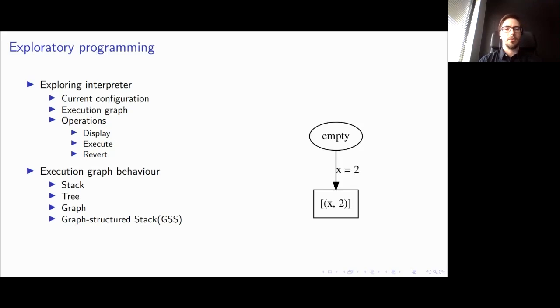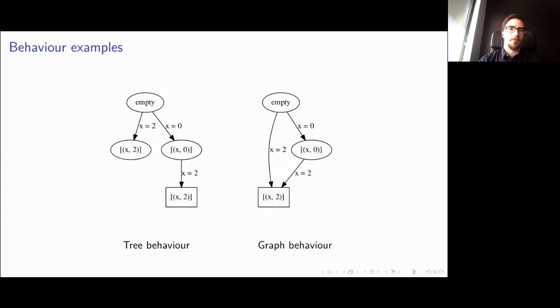Then the method talks about different behaviors for these execution graphs. So a stack, a tree, and a graph behavior. With a stack, you always have one incoming and one outgoing edge in your nodes. With a tree, you can have multiple outgoing edges, but only one incoming edge. And with a graph, you can have multiple incoming and multiple outgoing edges. Here you see 2 examples, one of a tree and one of a graph.